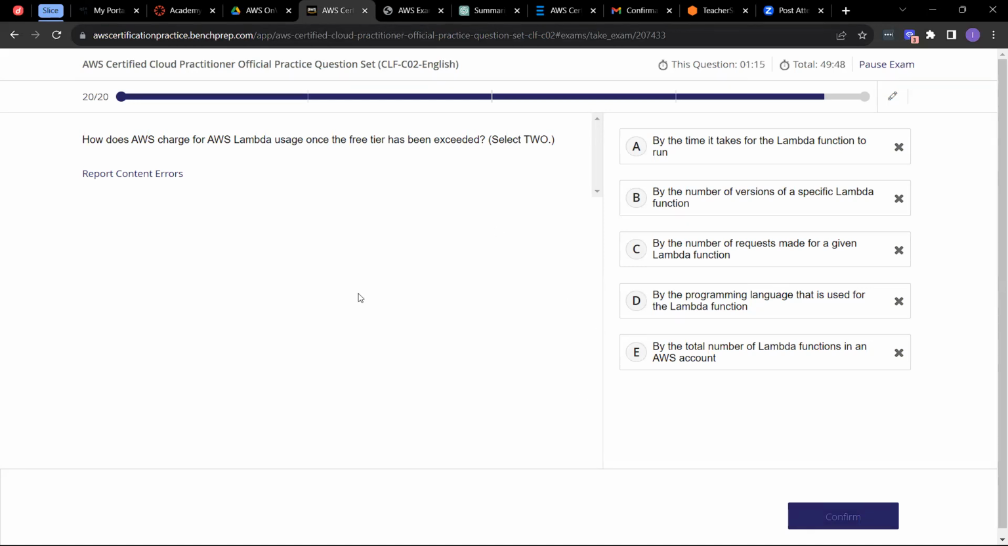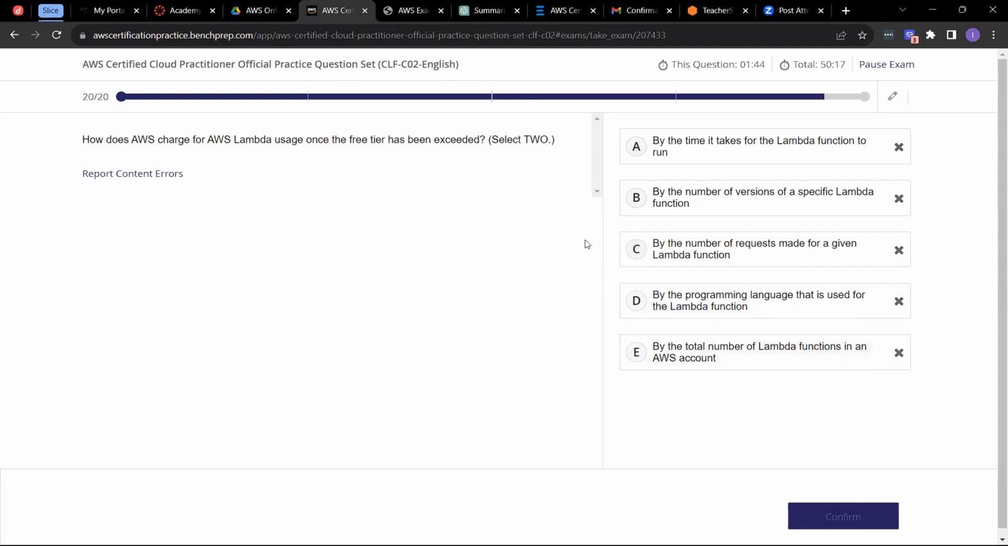I saw someone saying E, there was an E. I've seen E here. C and E, C and E. Okay, so let's look at E. Now, you are not charged for the total number of Lambda functions in your account, right? So you are not charged for that.